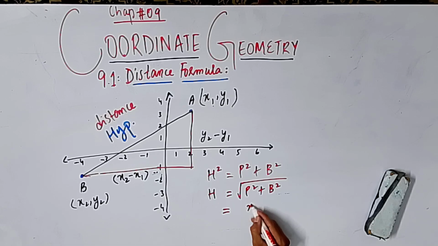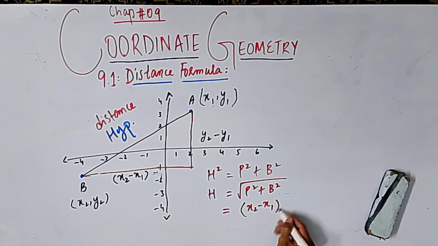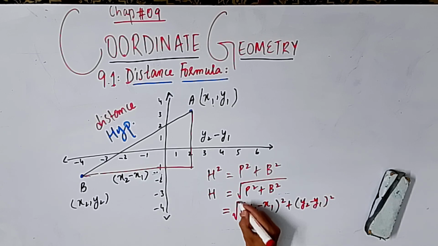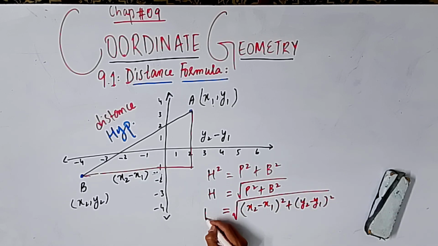So I will write x2 minus x1 in place of perpendicular. It's okay if you write y2 minus y1 first, it will not change the formula, I am repeating again. And then there is a square on it, plus y2 minus y1 whole square, and it is all in the square root. So this is the distance formula. This is the distance formula for any 2 points, for any 2 objects which are placed on the xy plane. So this is applicable when we are talking about the distance between 2 points.